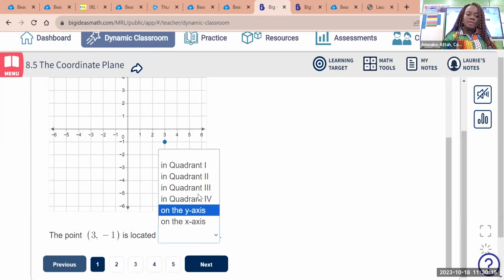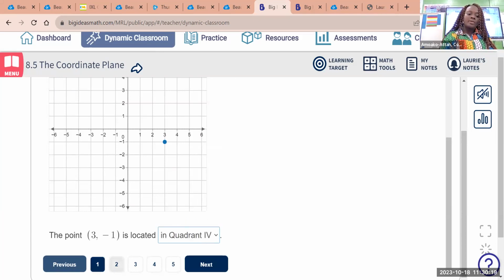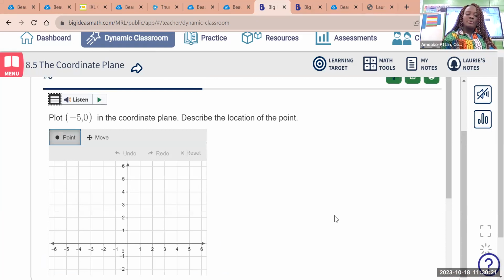So the point is located in quadrant 4. All right, let's move to the next one, which is plotting.